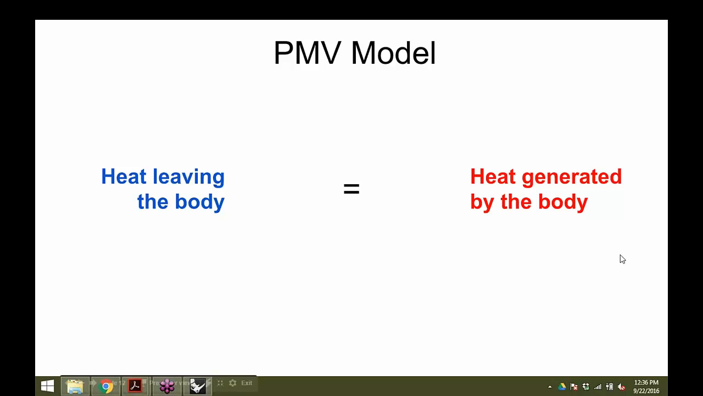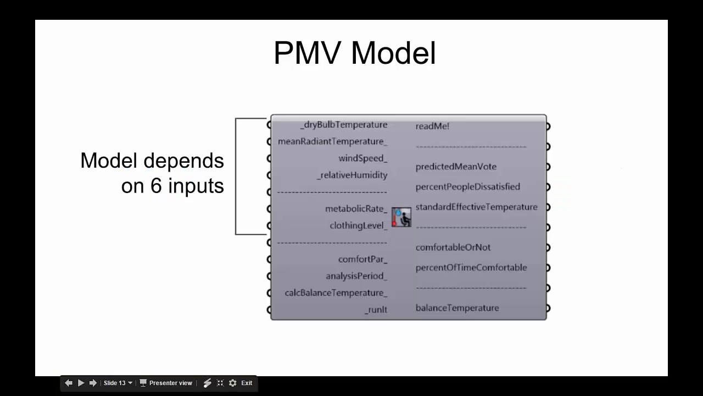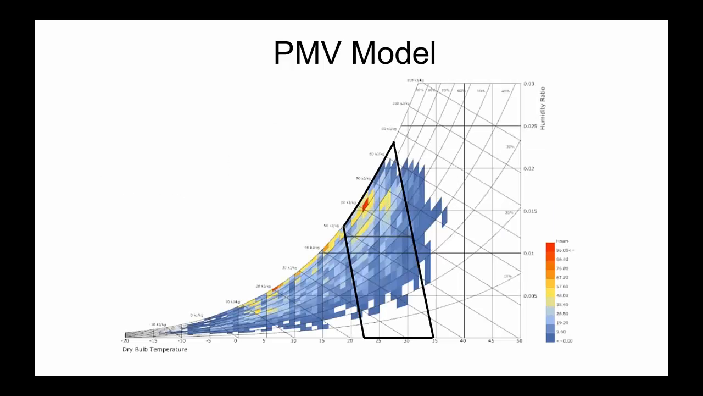And he correlated this with all of his survey results and produced the PMV model, which again depends upon, this is just the Ladybug component for it, but depends upon these 6 inputs of air temperature, radiant temperature, wind speed, relative humidity, metabolic rate, and clothing. And so this became then officially endorsed as an international standard. It was applied in practice. I guess this was around the 60s or 70s where it really became official.